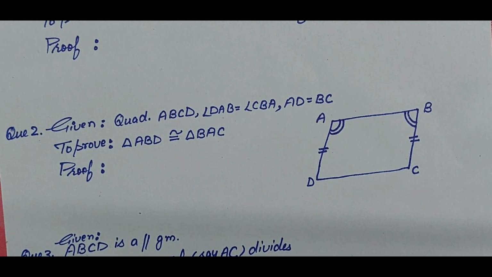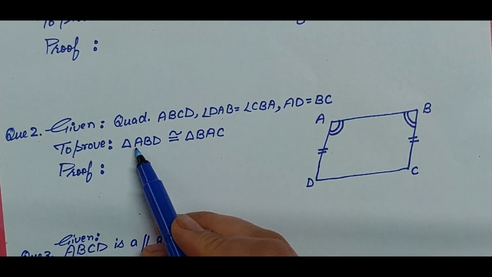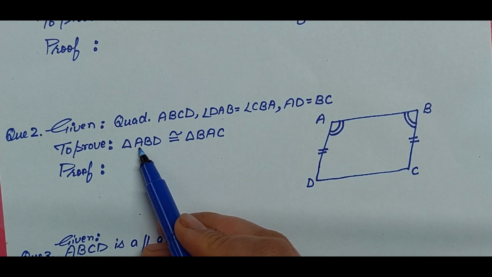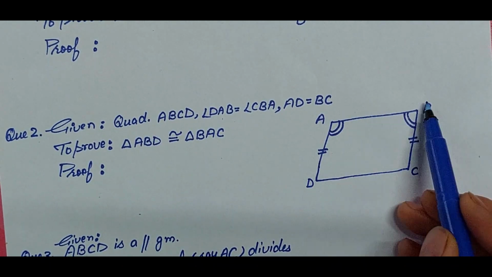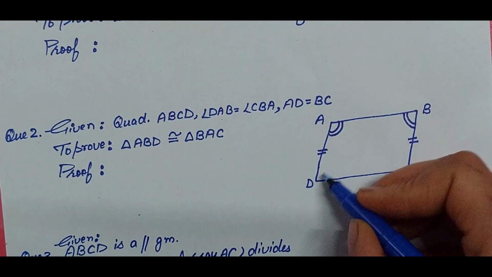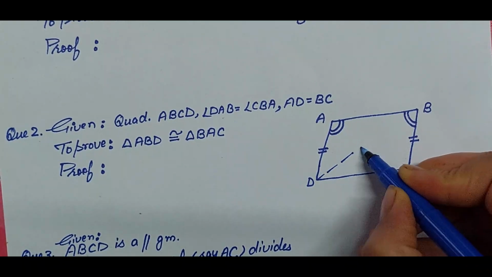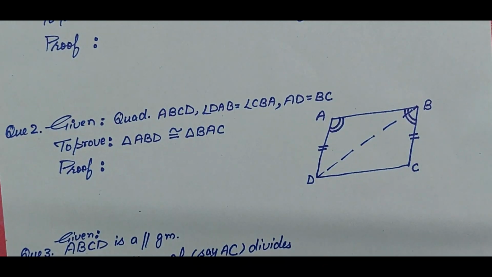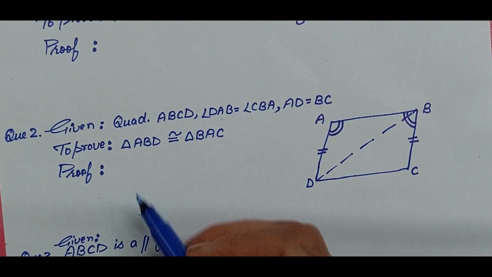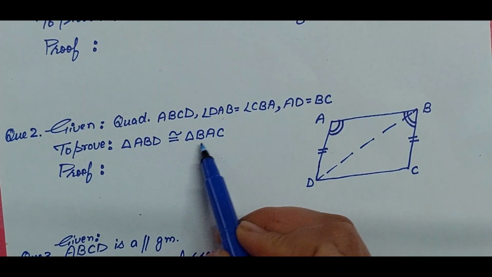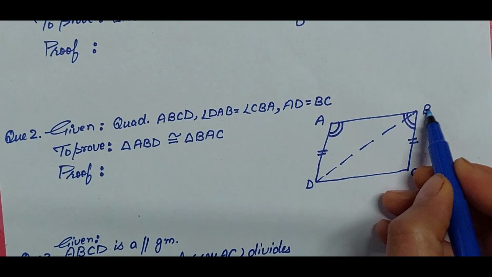But where are the triangles? Let's see. One triangle is triangle ABD, so we must complete the triangle now. So this is our triangle ABD. And where is the next triangle? That is BAC.